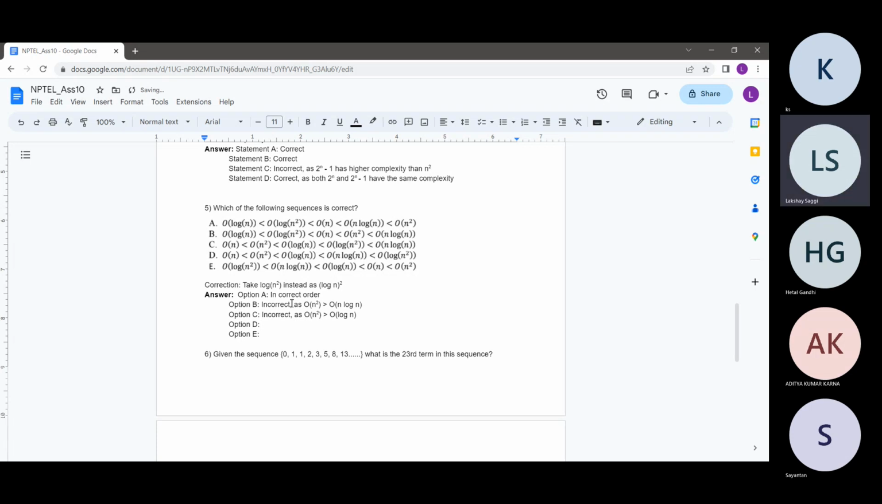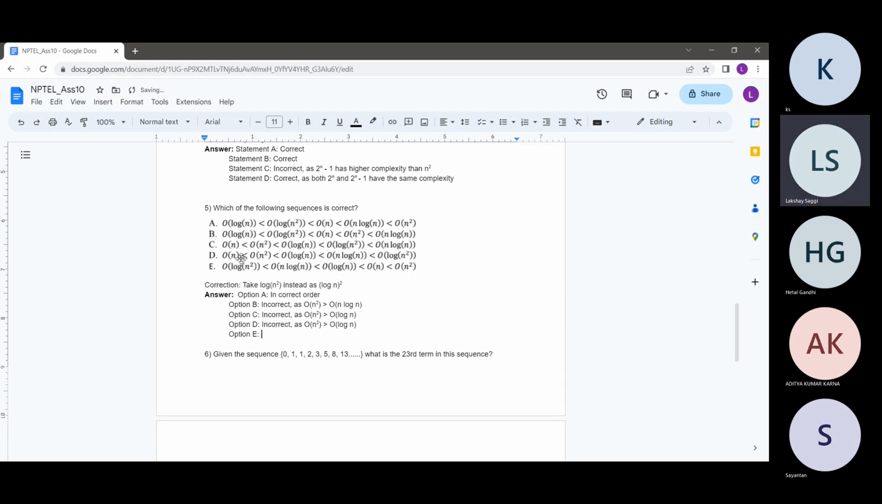So option D is again incorrect. Like in option C, where n square less than log n was the incorrect part, in D we also have the same part. n square is greater than log n, and here it says n square is less than log n. So yeah. Now let's go to option E.